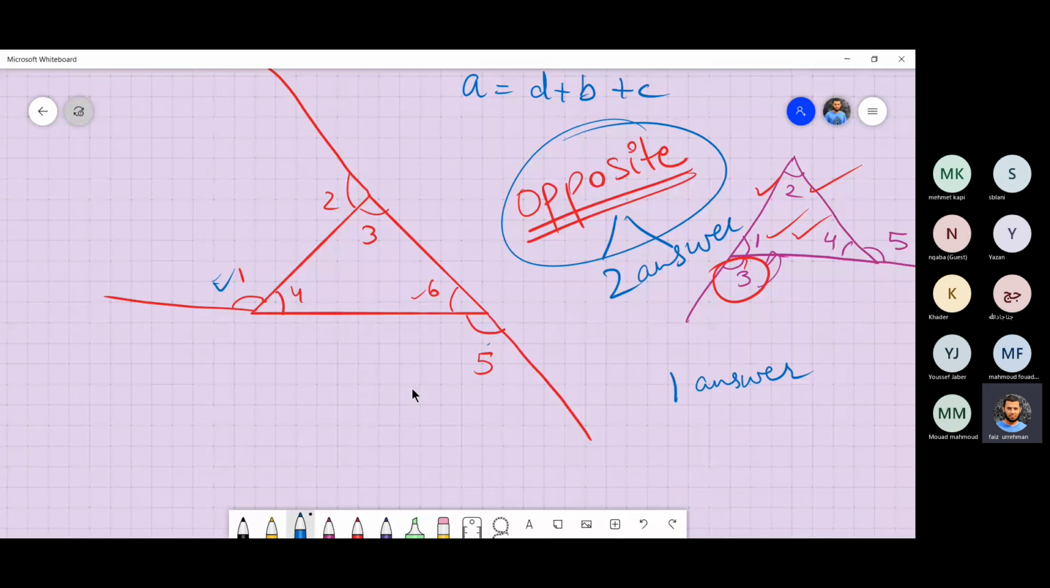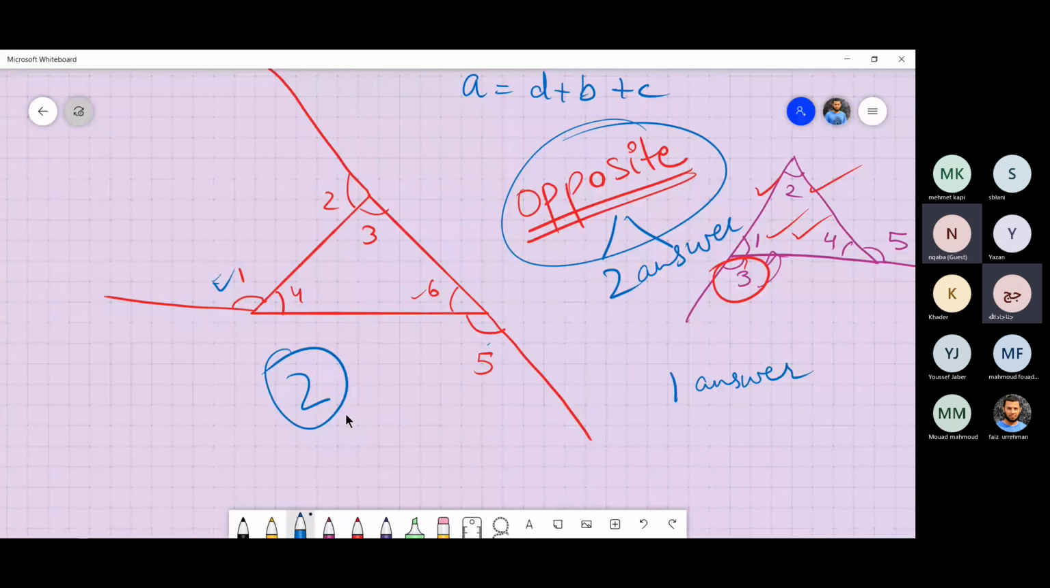Okay, Jad, tell me what is the interior opposite for angle 2? For angle 2, what is the interior opposite? 1. How 1? I'm asking interior. You are giving me the exterior answer. 3.